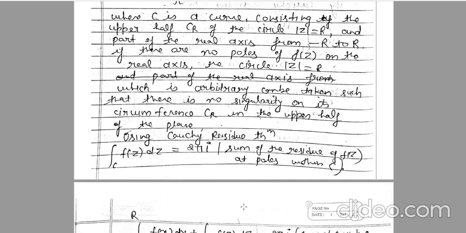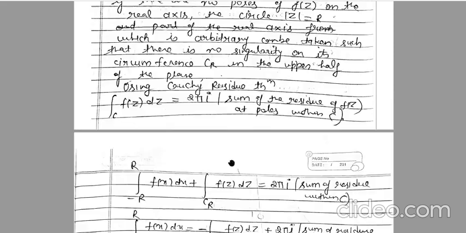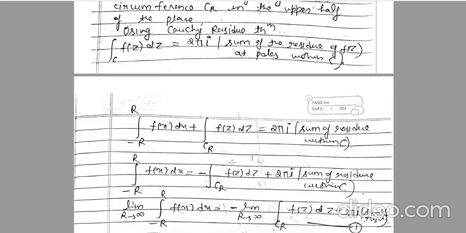Then if there are some poles here, then using Cauchy residue theorem, first you will calculate your residue. So integration over C of f(z) dz is equal to 2 pi i times the sum of the residues of f(z) at poles within C, which poles will lie inside the circle C. So you will calculate your residue at these poles.